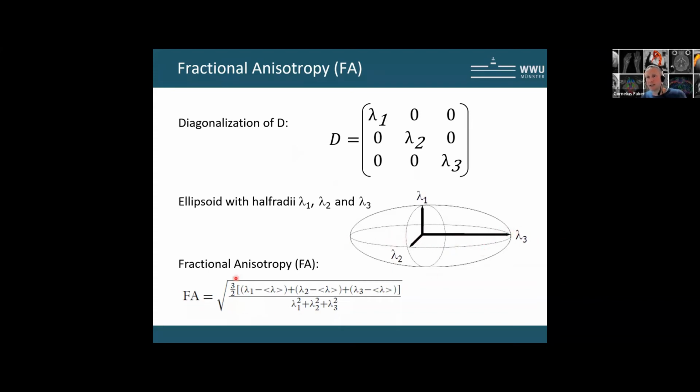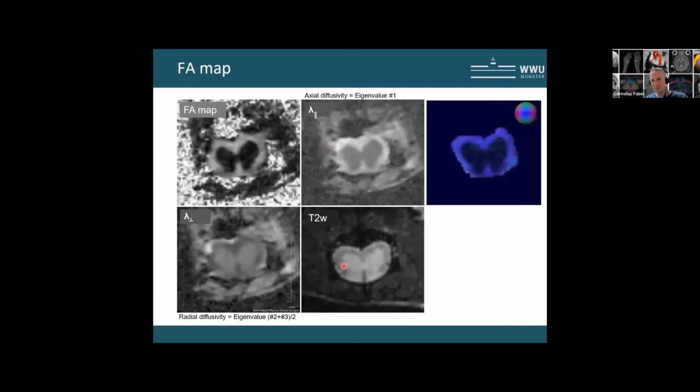From that, we can calculate the so-called fractional anisotropy. Lambda are these eigenvalues of diffusion. If it's isotropic, then the fractional anisotropy is very low, close to 0, because all the eigenvalues are very close to the average, the mean value. But if there's one predominant direction, then the fractional anisotropy is large.